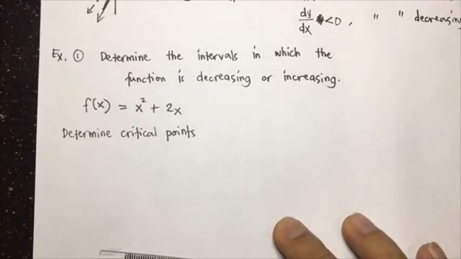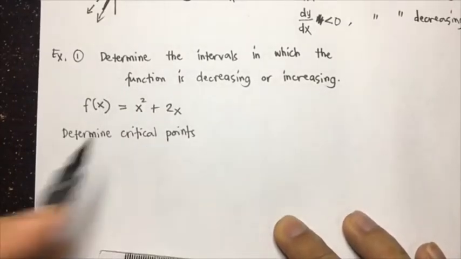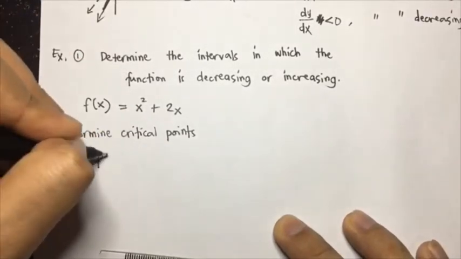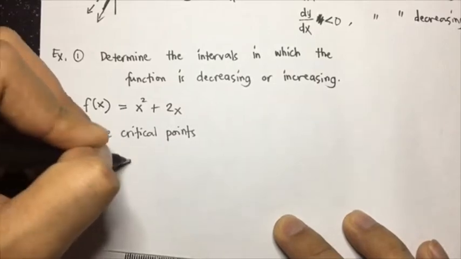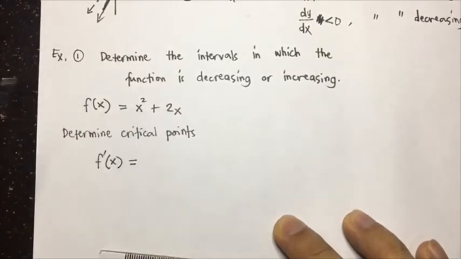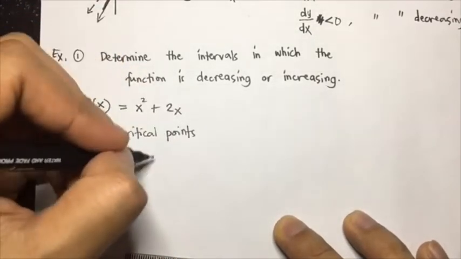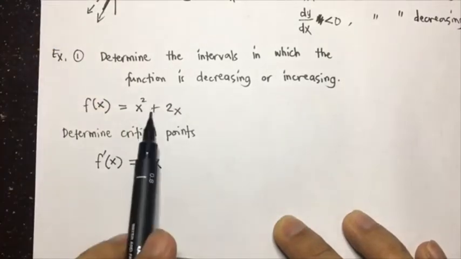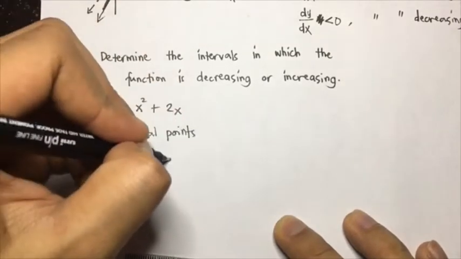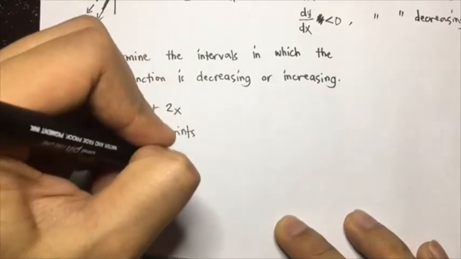Okay, so to determine the critical points, we must first find the first derivative. So f prime of x is, we will derive this, so this will become the derivative of x squared with respect to x, that is 2x, and then plus 2.